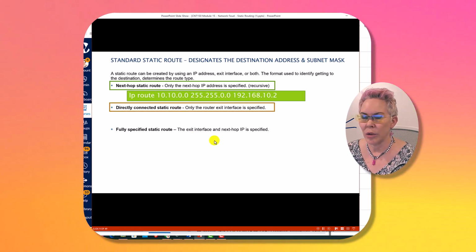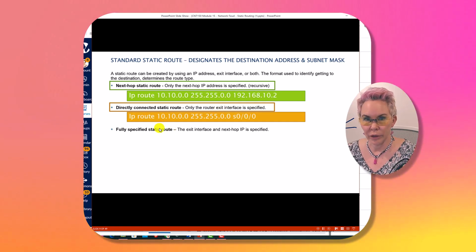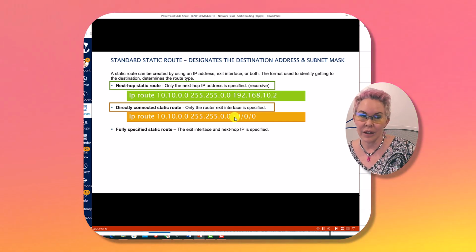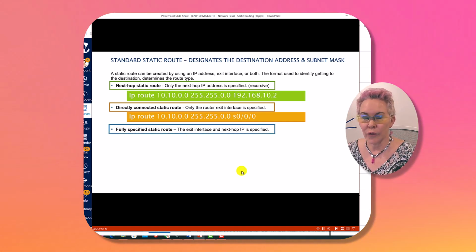Then we're going to look at a directly connected static route. Here we only have to specify the exit interface of the router. Here's an example of what it would look like. The IP route, 10.10.0.0, the subnet mask, and then what the exit interface is. So we're just kicking it down the curb, like just go on out that interface and hit the next router. Finally, we've got the fully specified static route where we would include the exit interface and the next hop.